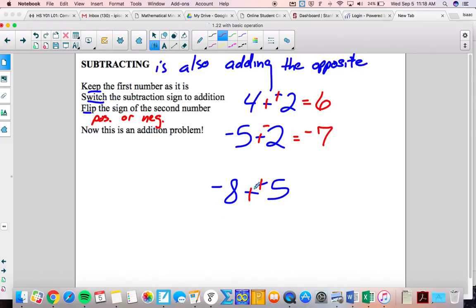Now I'm adding, and so I owe someone $8. That stinks. And I have a positive $5. I have $5 in my pocket. So I give them the $5. I still owe them $3 because I owe them. It's negative.